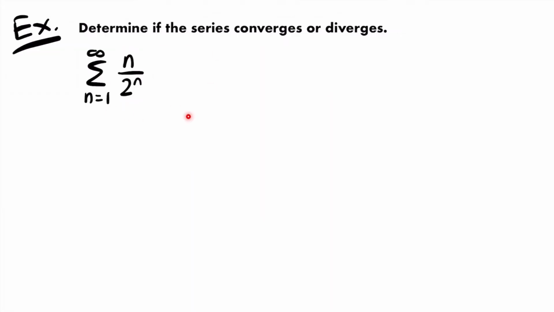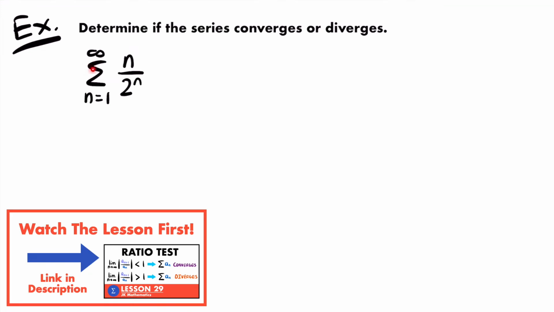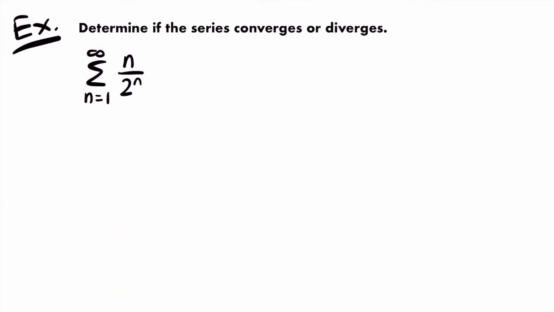All right, so here's our first example. We want to determine if the series converges or diverges. And so for this series, we have the sum from n equals 1 to infinity of n divided by 2 to the power of n.